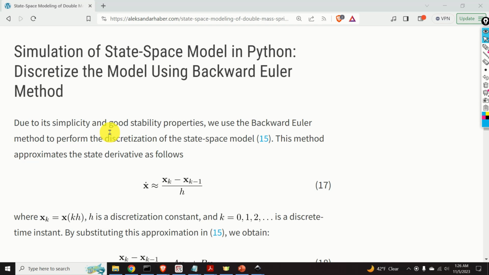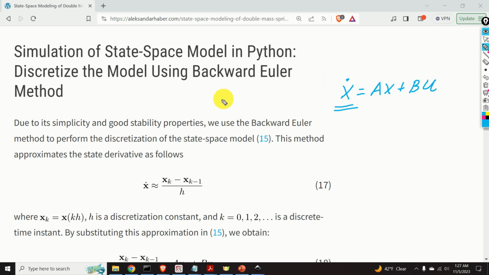Here's the explanation of the first approach for simulating the state space model in Python. The idea is to discretize the model by using the backward Euler method and to transform the continuous time model into the discrete time model that can easily be simulated in Python. And here's the main idea. Our state space model in continuous time looks like this. x dot is equal to Ax plus Bu.